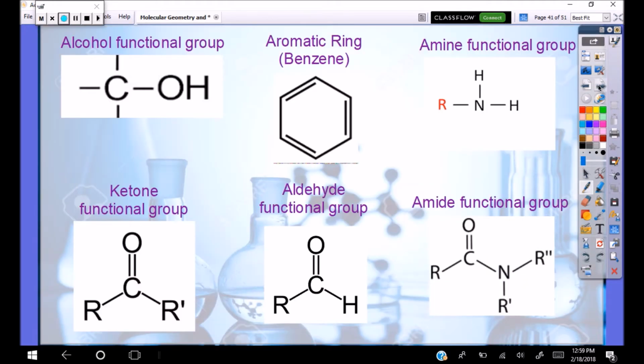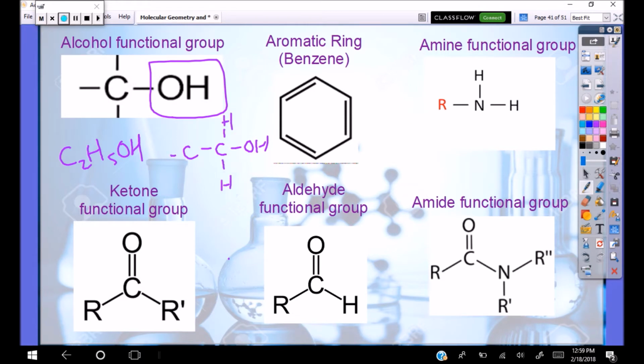Here are some more functional groups you need to know. An alcohol group is referring to an OH. If you have an OH tacked on to your molecule and it's bonded directly to a normal carbon, it is an alcohol functional group. If we're looking at ethanol, C2H5OH, we know that ethanol has an OH group sticking off of it.